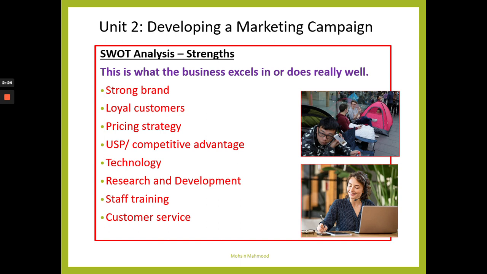The USP or competitive advantage could be a business's strength. Okay, so the unique selling point, something that the business does differently from other businesses, or something that the product has which makes it different from other products. For example, Nike's air bubble. Okay, that's a USP. That's their competitive advantage that enables them to charge a higher price.